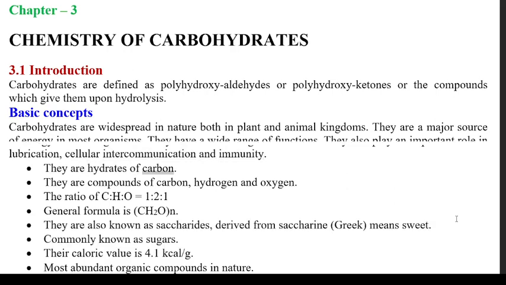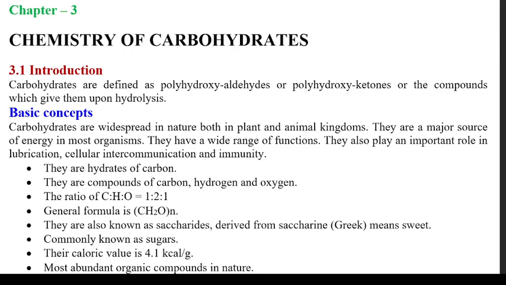They are hydrates of carbon. They are compounds of carbon, hydrogen, and oxygen. The ratio of C:H:O equals 1:2:1. The general formula is (CH2O)n. They are also known as saccharides, derived from the Greek word saccharin, meaning sweet. Commonly known as sugars. Their caloric value is 4.1 kcal/g.